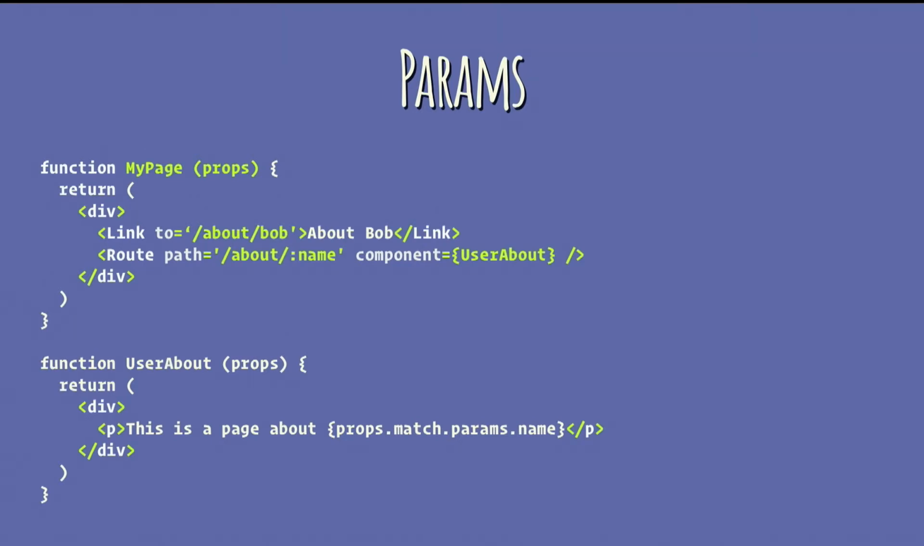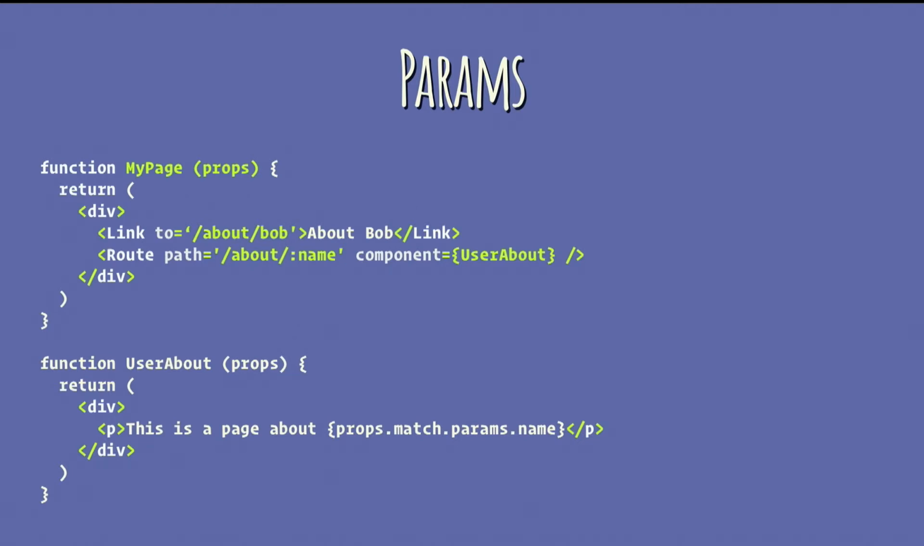There are 3 props that get passed down when you end up at a component because of a route. Match, history, and location. Match, history, and location. So match contains, among other things, the params.